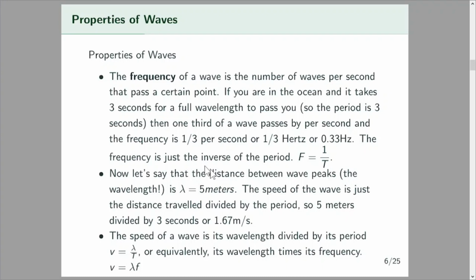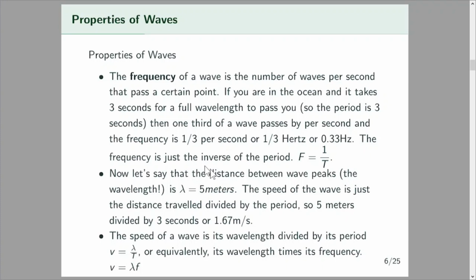A hertz is just another way of saying per second. And so we would say the frequency of a wave that has a period of 3 seconds is 0.33 hertz. It turns out the frequency is just the inverse of the period. f is equal to 1/T. So the period was 3 seconds, the frequency is 1/3 hertz.